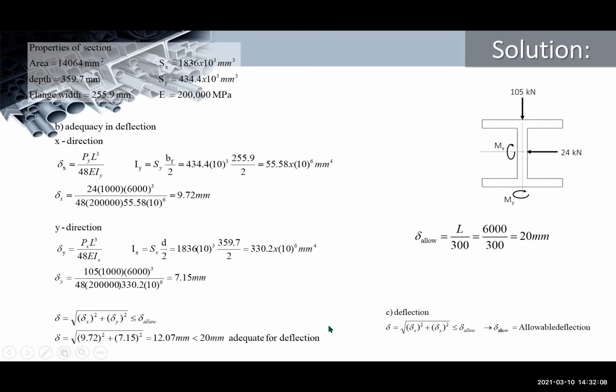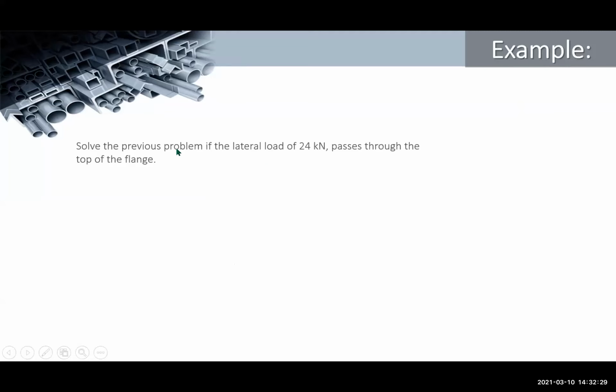So yun na yung sagot, diba? Since sa problem yung tinatanong, check if the section is adequate for bending and deflection. So based on the solution, no, they are both adequate for bending and deflection. Then let's have another example. Ito naman, solve the previous problem if the lateral load of 24 kilonewton passes through the top of the flange. So same problem. Ang ginawa lang is instead of at the centroid, inakyat natin sa top flange.